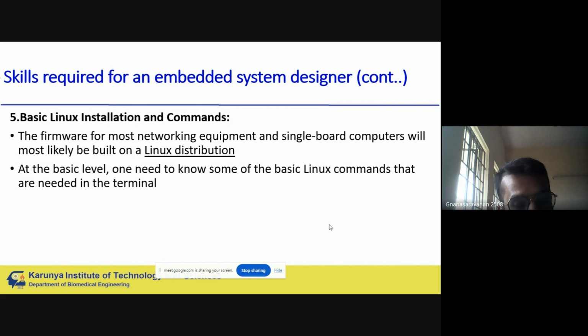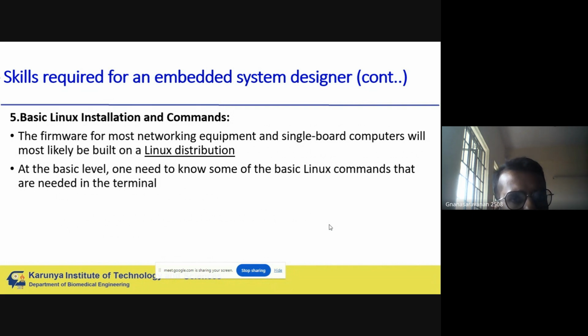And the fifth skill that is required, like the second, is an optional one. If we learn to work in this, it will be better: basic Linux installation and commands. Knowledge of basic Linux installation and commands is recommended. So certain skills are mandatory, certain skills are recommended. A little bit of knowledge about Linux installations is very much required, because Linux is an open source platform. So everybody works in it, and everybody modifies this raw version of Linux and makes their own version.